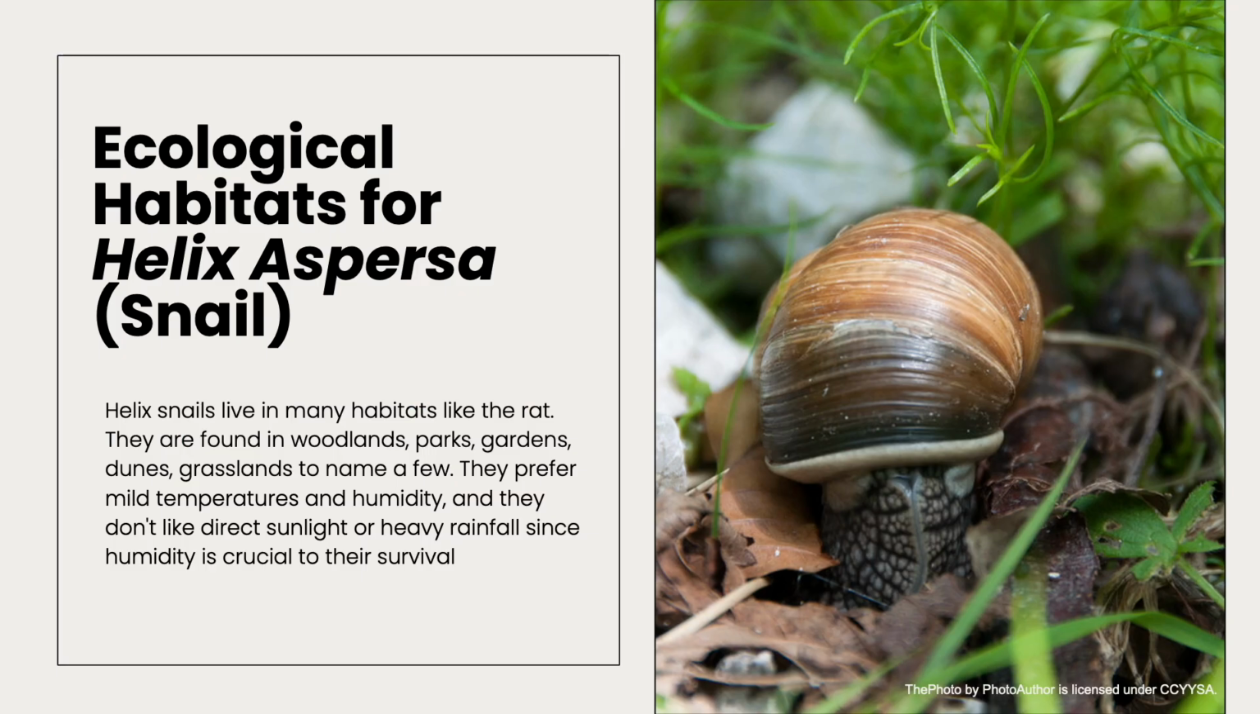The abiotic factors of the snail is that snails live in similar environments like the rat. They are found in parks, gardens, and many other places, and prefer to live in mild temperatures and moist environment. And they don't like direct sunlight or heavy rainfall since humidity is crucial to their survival.